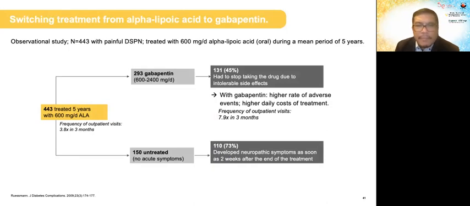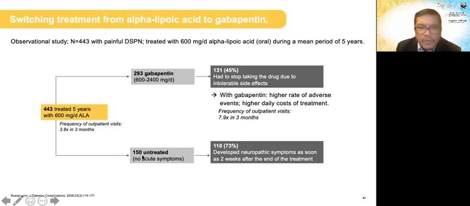How about clinical parameters with regards to switching therapy? So these are patients, observational study with painful diabetic symmetrical polyneuropathy treated with 600 milligrams of alpha lipoic acid per day during a period of 5 years. As you can see, more than 443 treated patients after 5 years were either shifted to gabapentin or eventually not treated at all. So what happened was, for those patients, 45% on pregabalin had to stop taking the drug due to intolerable side effects. So with pregabalin, there were higher rates of adverse events, higher daily total cost of treatment.